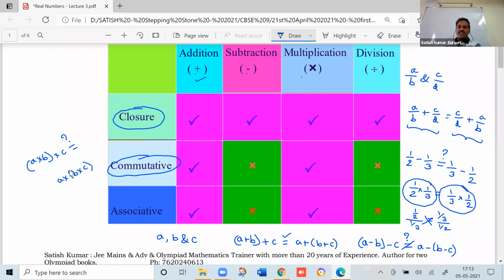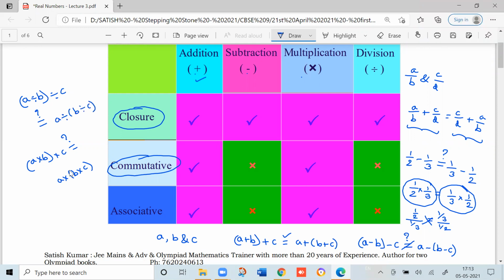Next, when you take non-zero rational numbers, now with respect to the division operation, is (A divided by B) again divided by C the same as A divided by (B divided by C)? Are they same? Are they different? They are different. Means they are not equal. That means rational numbers will not satisfy the associative property with respect to division.